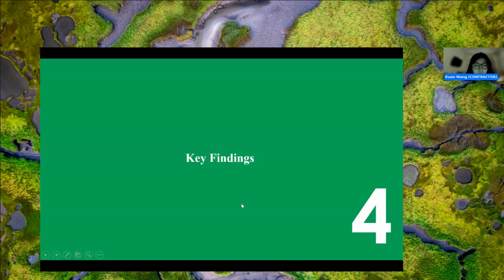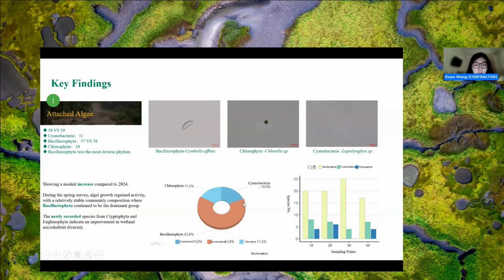Here are some findings from 2 monitoring works, one in autumn 2024 and another in spring 2025. In attached algae, Bacillariophyta remains the most diverse phylum, and we observed a modest increase in diversity compared to 2024, with new records from Chlorophyta and Euglenophyta, indicating improved microhabitat diversity. Dominant species included Cymbella and Chlorella, showing stable community composition in spring.